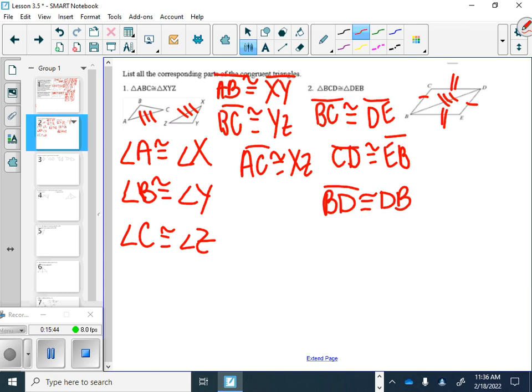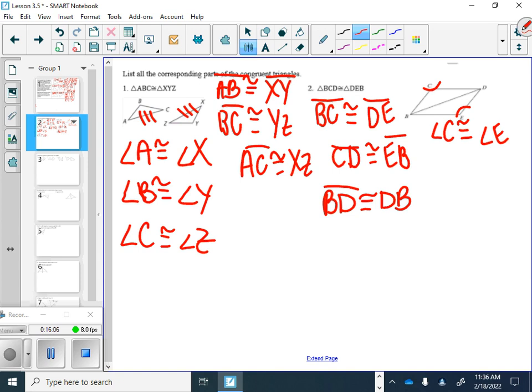Alright, now let's talk about the angles. Alright, the angles are a little more tricky with this one. Let's start off easy then. Which angle is congruent to angle C? E, there we go, E. Okay, those are congruent to each other.